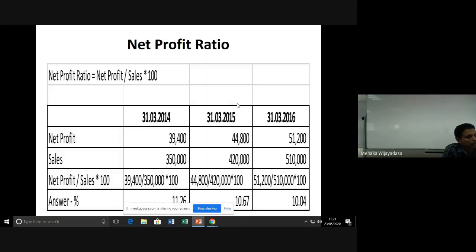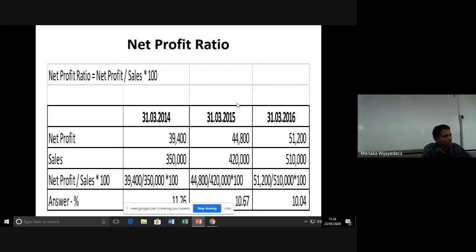The answer will be 11.26, 10.67, 10%, right? We will finally make the interpretation at the latter stage, after we calculate all the ratios. The point here, I am emphasizing repeatedly, is that there is no need to take any averages, as both figures or both items are from the same statement, right? Therefore, in that case, you need not take any average figures as far as these ratios are concerned.